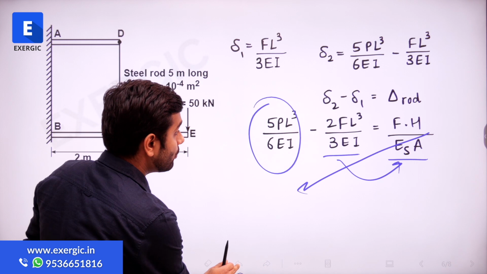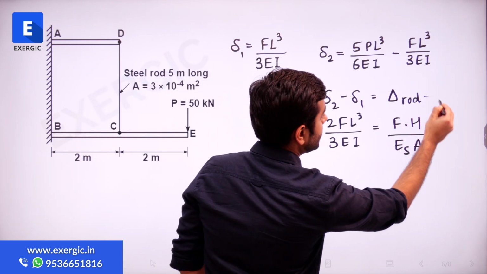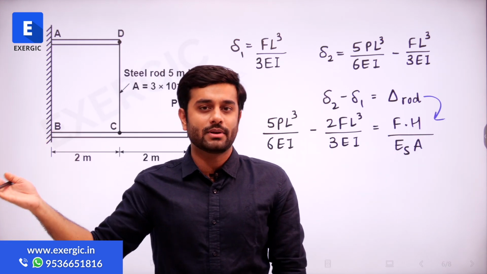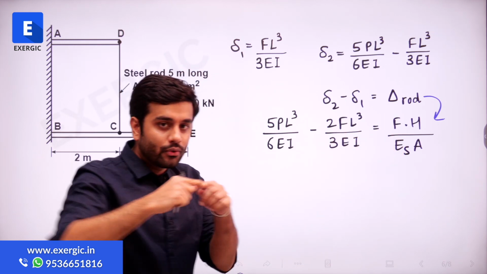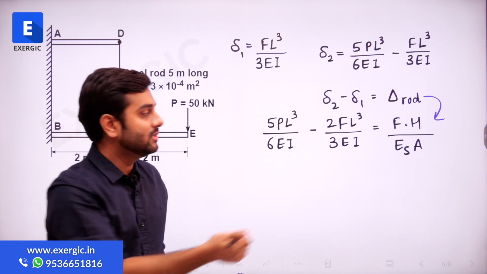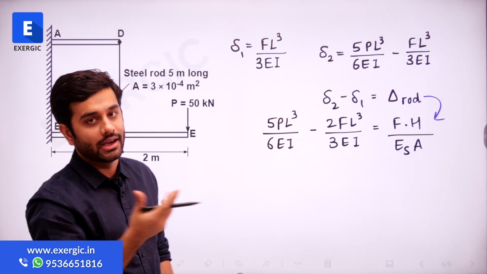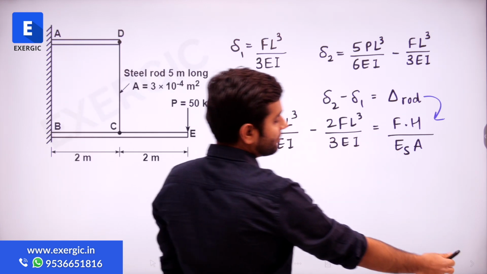Yes, and let me add one more point here in case you are still thinking. Del of rod is PL by EA, the very common expression of deflection that we know. The force acting is F, and the length of the rod I have written as H. E is the Young's modulus of steel, and A represents the area of the rod. Okay, so I just cleared the terminology here, and now you can just simplify it.